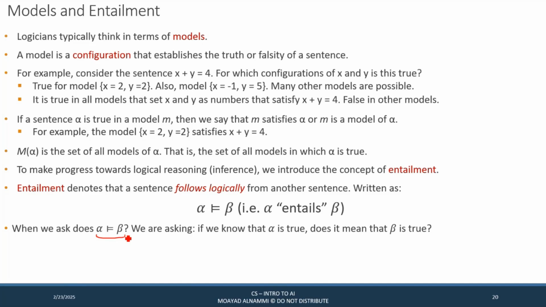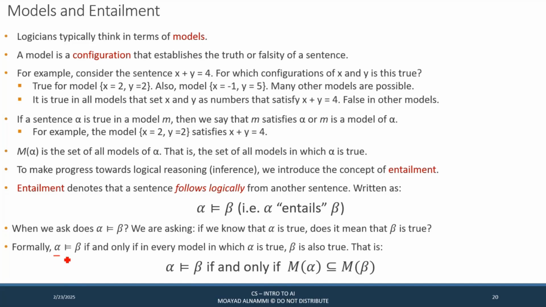A logical statement is either true or false. So I want to make it very clear. When we say alpha entails beta, this is not a sentence that evaluates to true or false. Instead, this is just a question whose answer is either yes or no. Okay. So when we ask, does alpha entail beta? We are asking, if we know that alpha is true, does it mean that beta is also true? Formally, alpha entails beta if and only if in every model in which alpha is true, beta is also true.